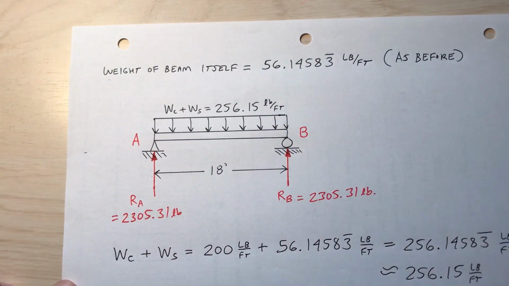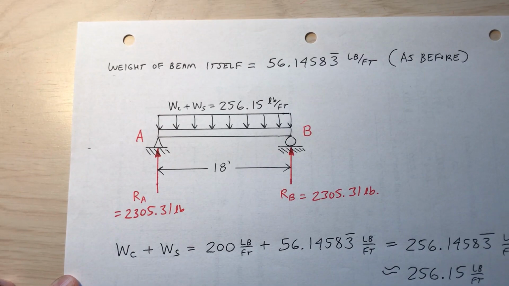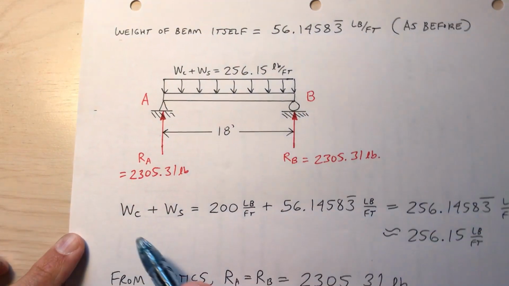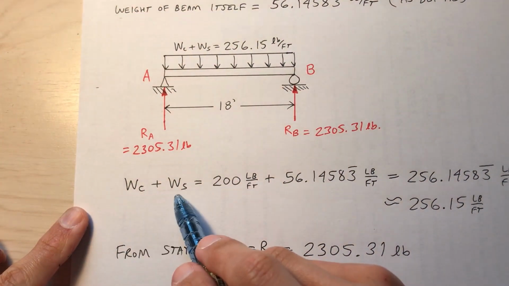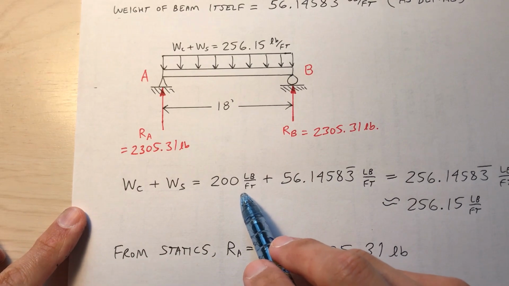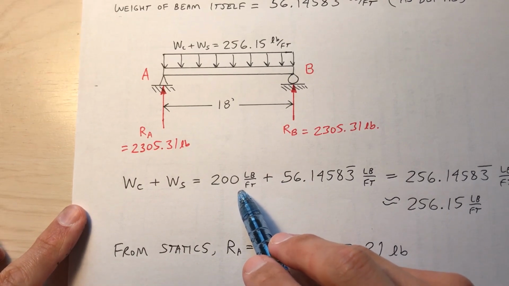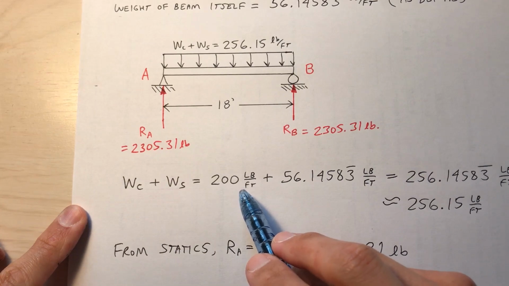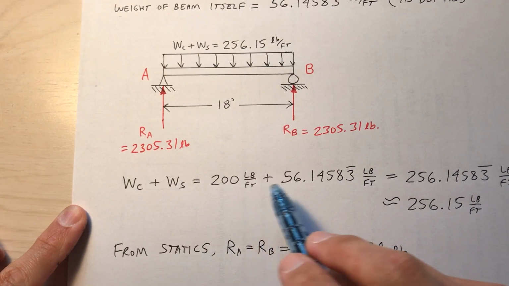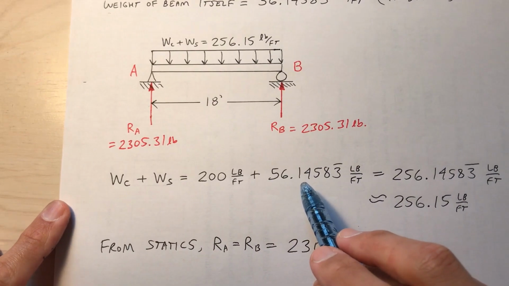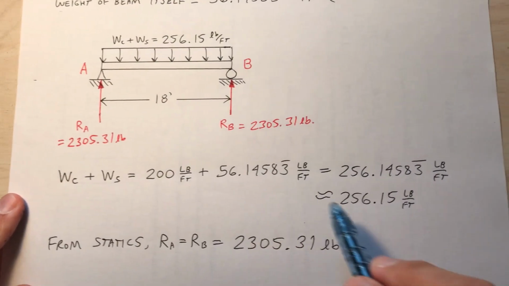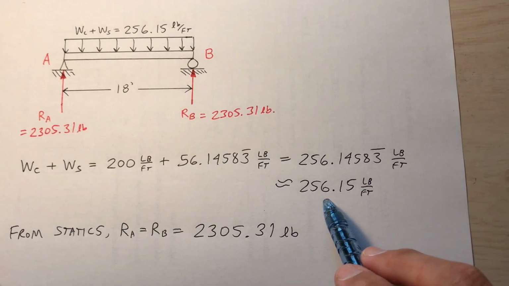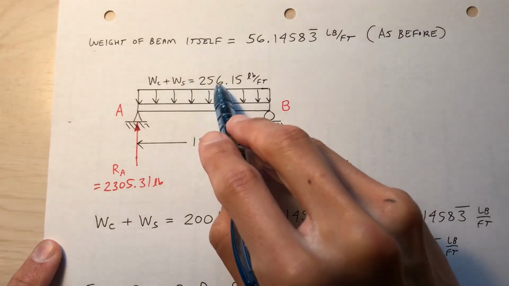Okay, so beam AB. We're looking at it from the side, 18-foot span. So the weight of the concrete plus the weight of the steel, 200 pounds per foot. That's what I calculated a moment ago. That's the weight of the portion of the slab that's supported by AB as a distributed load, plus the weight of the steel beam per unit length. That gives me a total of 256.15 pounds per foot. So that's what I've shown here.